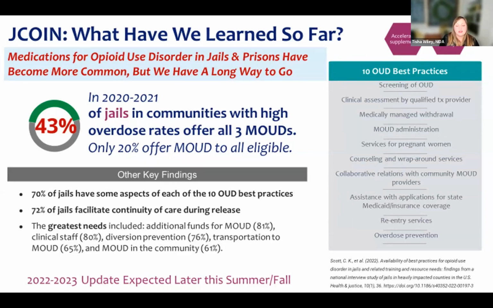There was some additional work too that helped us understand where the field saw the greatest needs and how we can be responsive to that. We also built into the structure of JCOIN a follow-up. So I just heard that we hit 100% of our targeted recruitment for the follow-up survey. So hopefully we'll be sharing data later this summer and fall about where the world looks in 2022 to 2023.